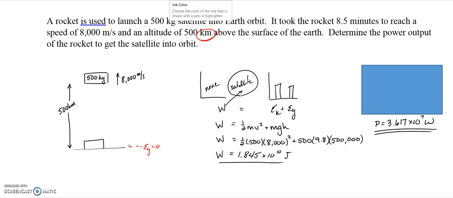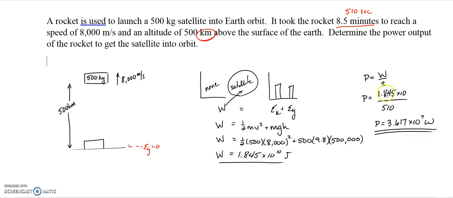So we do know the time, it was given to us as 8.5 minutes. Now if you look at that time, it's in minutes. Those are not our base units. So you have to convert that into seconds, which if you multiply that by 60, because there's 60 seconds in a minute, you do not get 50, you get 510. So this is 510 seconds, and that's what we're going to be using in our math.